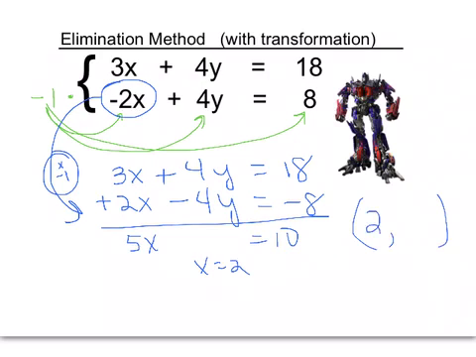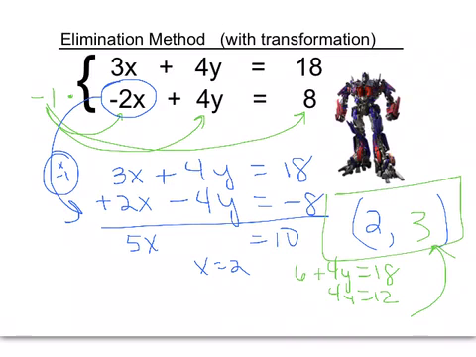So then we plug that 2 in up top somewhere. 6 plus 4y equals 18. 4y equals 12, y equals 3. So plug that in, y equals 3. There's your answer. So this is a simple transformation. Basically, I just had to change all the signs on one of the equations, and then I could have added it up. All right, let's move on.